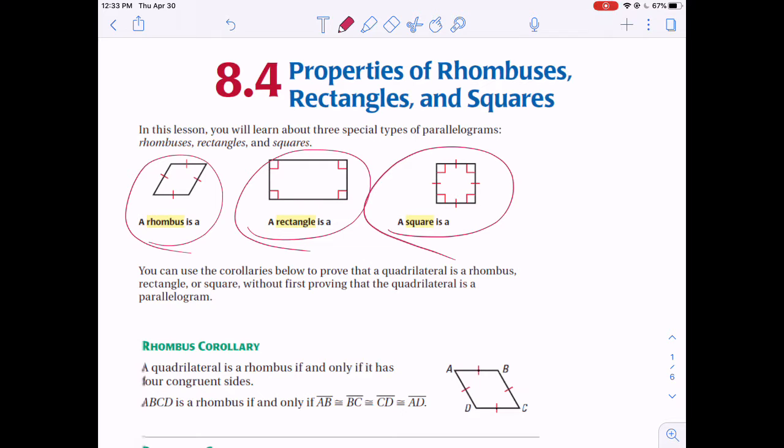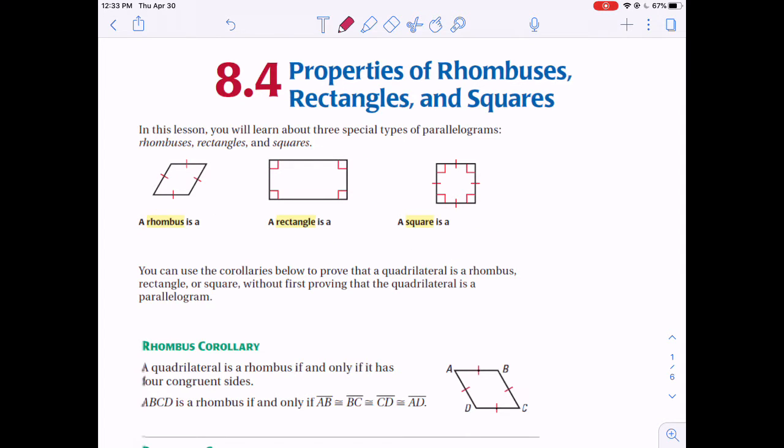Okay? And then when we have a parallelogram that is one of these three things, we have a whole new set of rules that are just fun. All right, so let's talk about each of these a little bit so you know what they are.